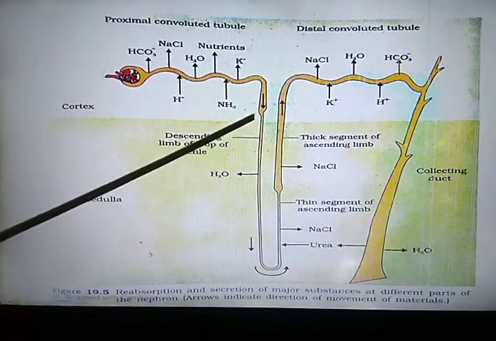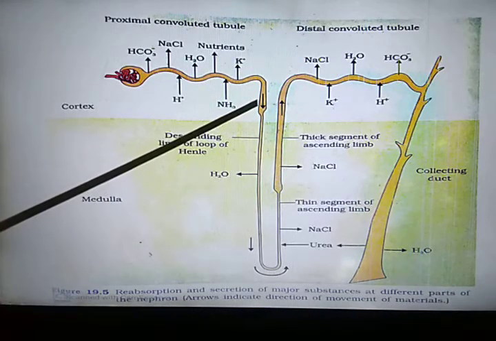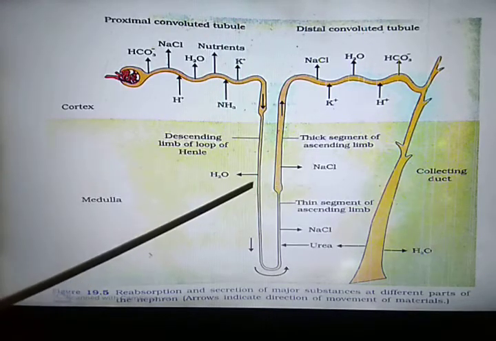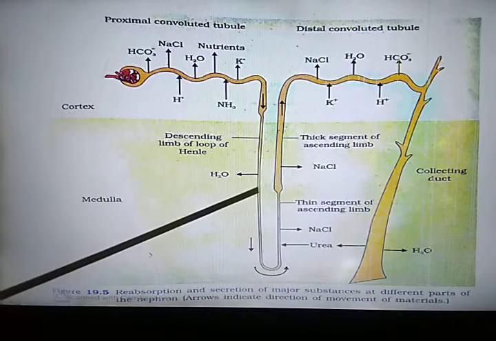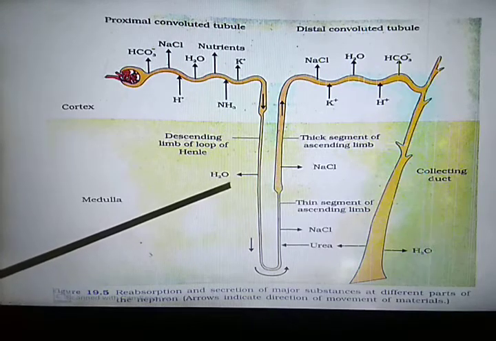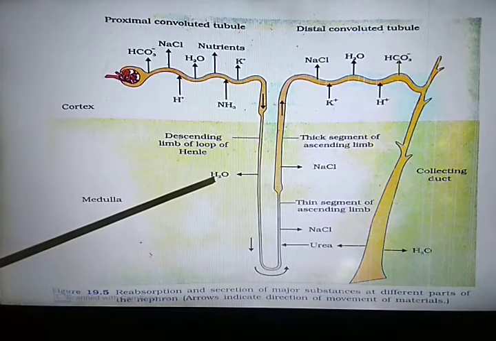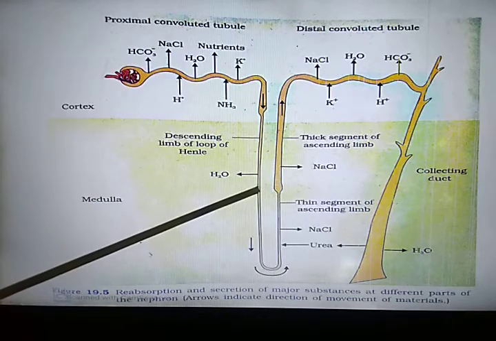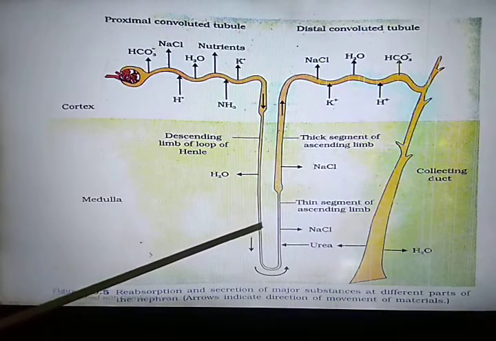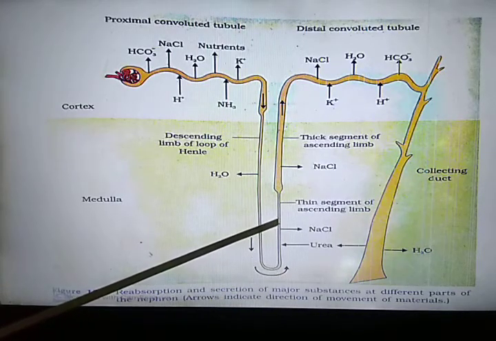Next is the loop of Henle. First part, the descending limb of loop of Henle. I told you earlier in the functions that the thick descending limb is impermeable to the movement of substances. Then the thin descending limb is permeable to water and impermeable to electrolytes. So reabsorption of water takes place in the thin descending limb of loop of Henle, and it makes the filtrate hypertonic.